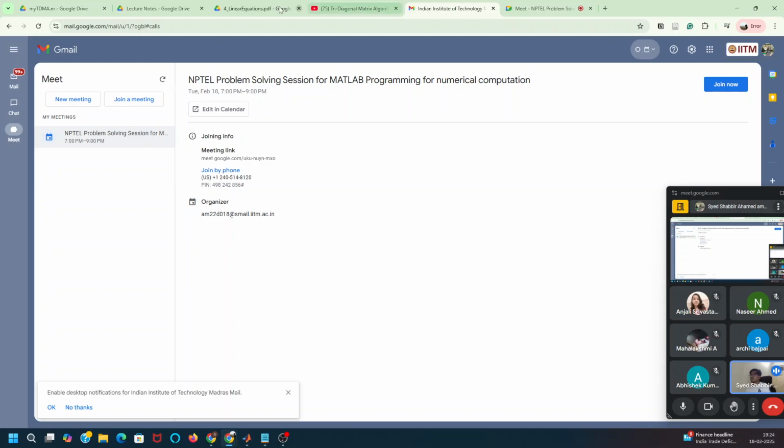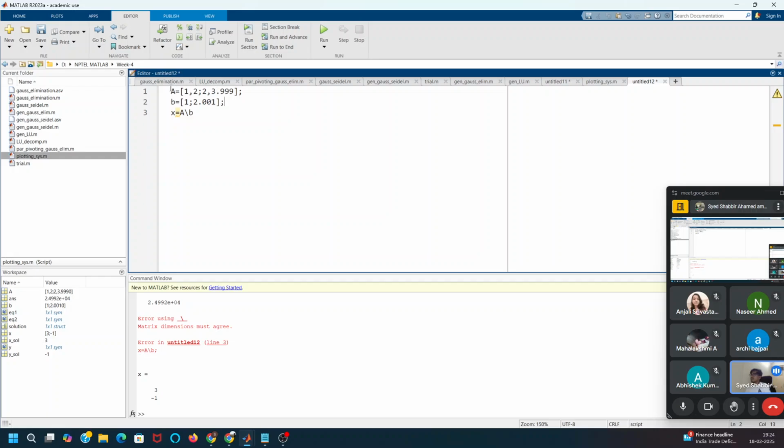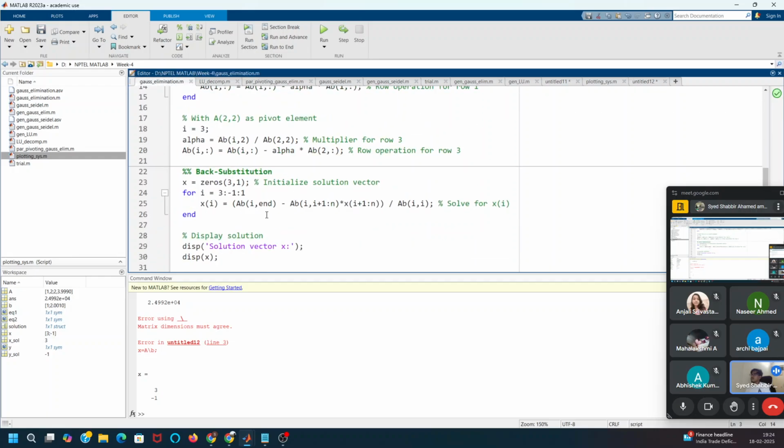An upper triangular matrix is one where we make all the elements below the principal diagonal zero. Then that is called an upper triangular matrix.